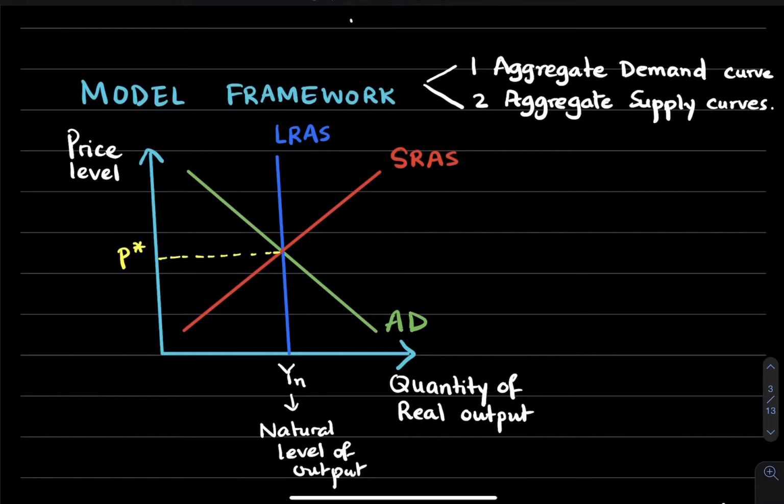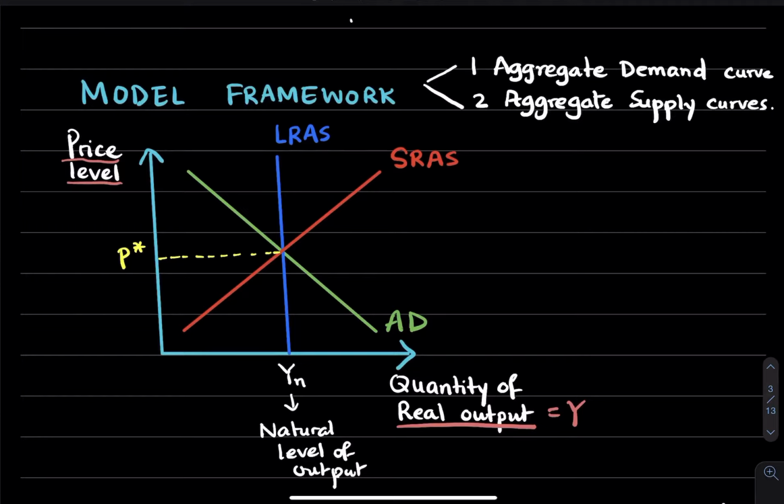Now, in this model, we're going to have on the x-axis the quantity of real output, okay? And this is just Y. This is our real GDP Y on the x-axis. And on the y-axis, we have some sort of a price level. The price level could be a GDP deflator or CPI, which is telling you about the overall level of prices in the economy.